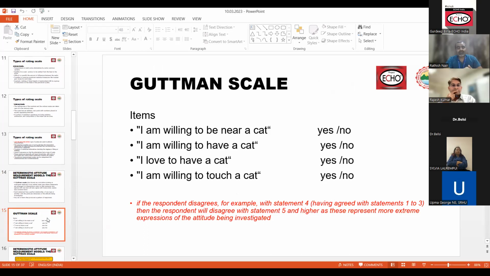This is an example of a Guttman scale where the arrangement of the statements is done in such a way that the extremity or severity of the item is increasing as you pass 1, 2, 3, 4. The first item says, I am willing to be near a cat. You answer yes or no. I am willing to have a cat, yes or no. I love to have a cat, yes or no. I am willing to touch a cat. What is highlighted in red: if the respondent disagrees with statement 4, having agreed with statements 1, 2, 3, then the respondent will disagree with statement 5 and higher, as these represent more extreme expressions of the attitude being investigated or measured.